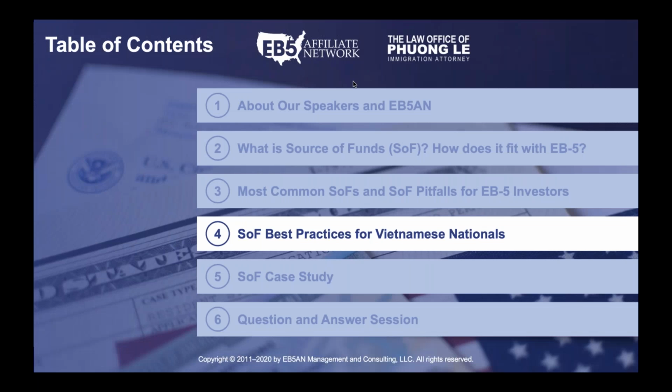And I think at this point, I'll turn it over because the source of funds is very country specific. And now we'll dive into all of these categories and how it looks in Vietnam and for Vietnamese nationals, and the specific pitfalls and nuances that you really need to think about as you go through the process.